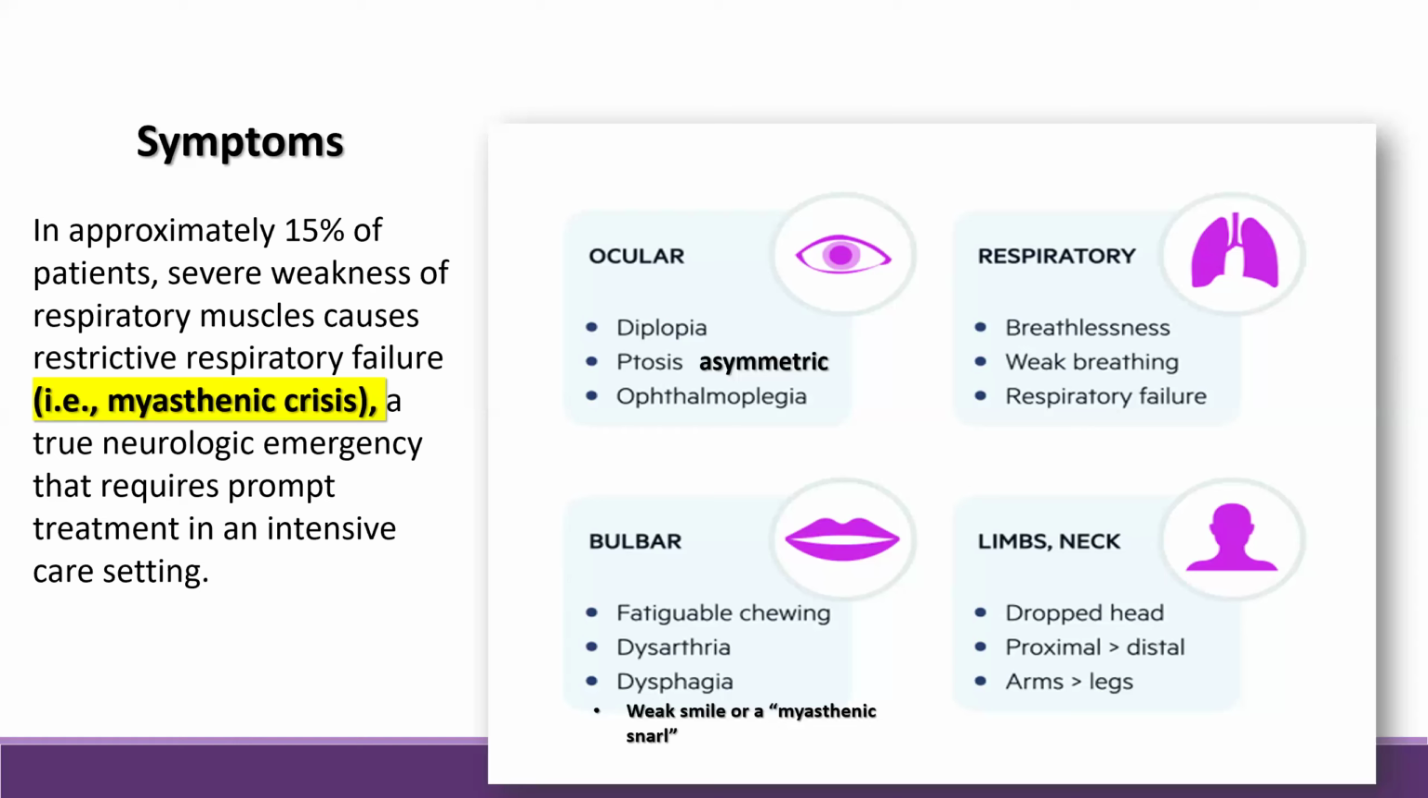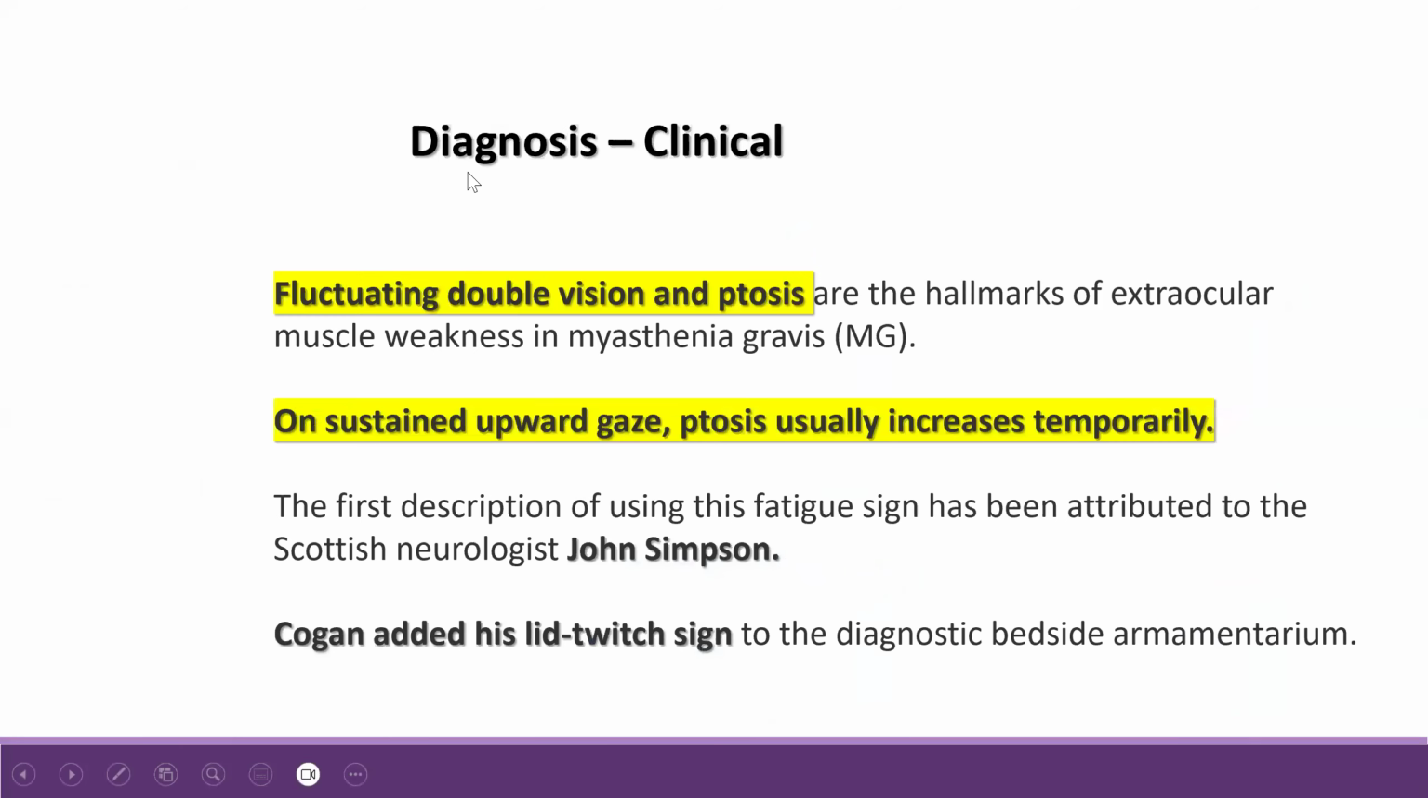Usually it involves more proximal muscle than distal. We have more of arm more than leg. So how do we diagnose? Initially we diagnose the patient clinically with fluctuation of the symptoms in the form of double vision, ptosis, with sustaining the up gaze movement.